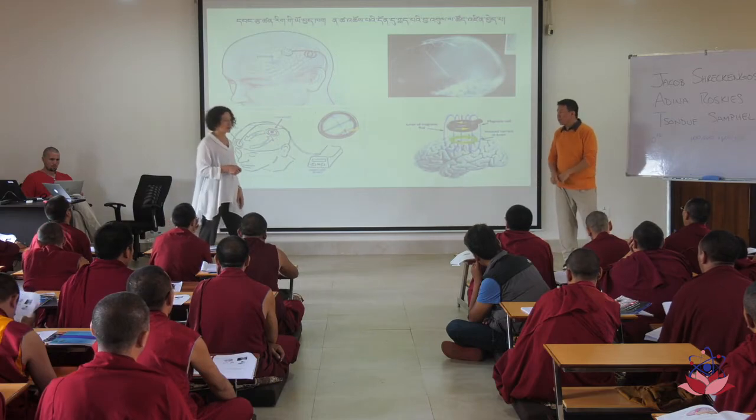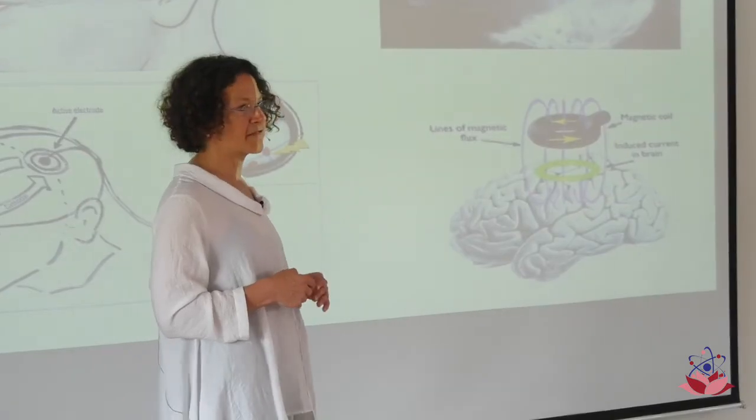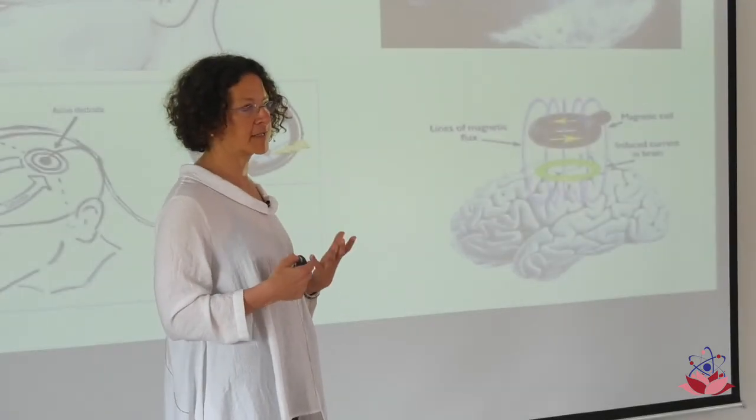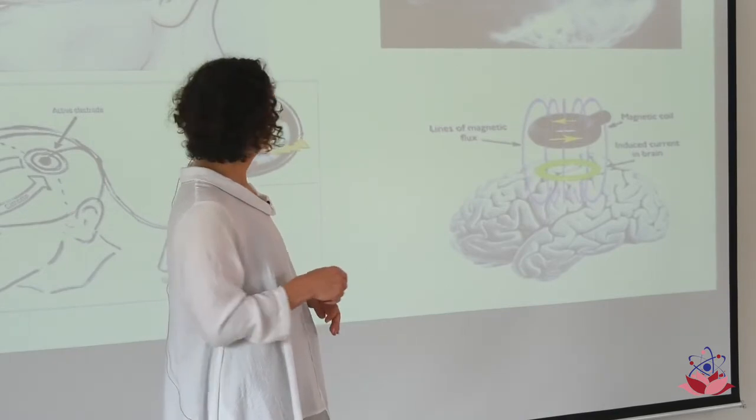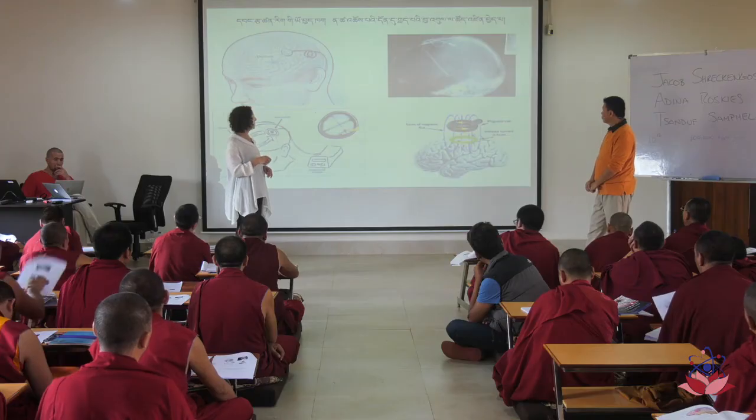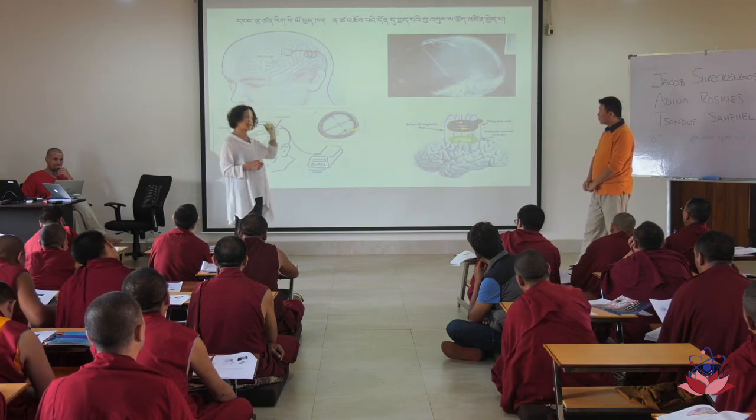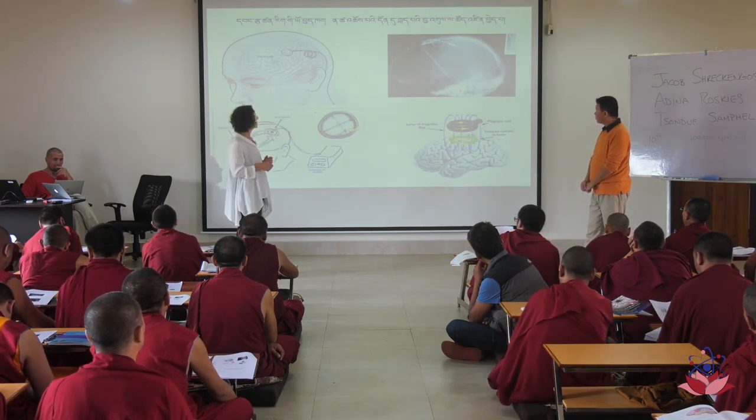But neurologists are also using some more invasive methods for dealing with neurological disease. So this is a picture of electrodes that are surgically implanted in the brain of a Parkinson's patient.